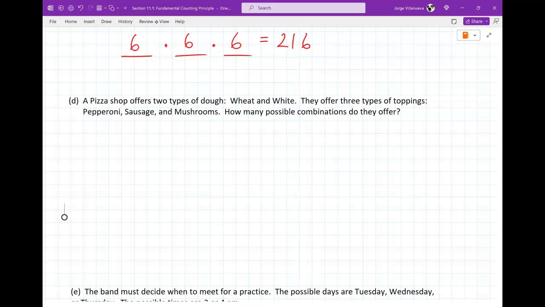So right here, we're gonna create a pizza. We have 2 choices of dough, 3 choices of toppings. How many possible combinations do they offer? So what's my first event in ordering this pizza?